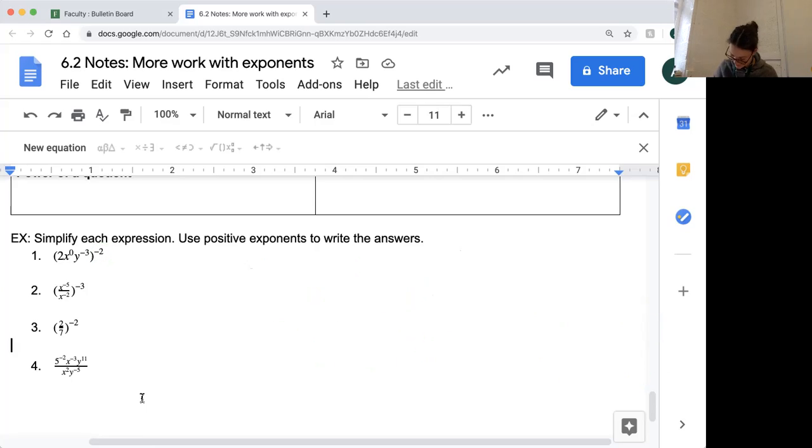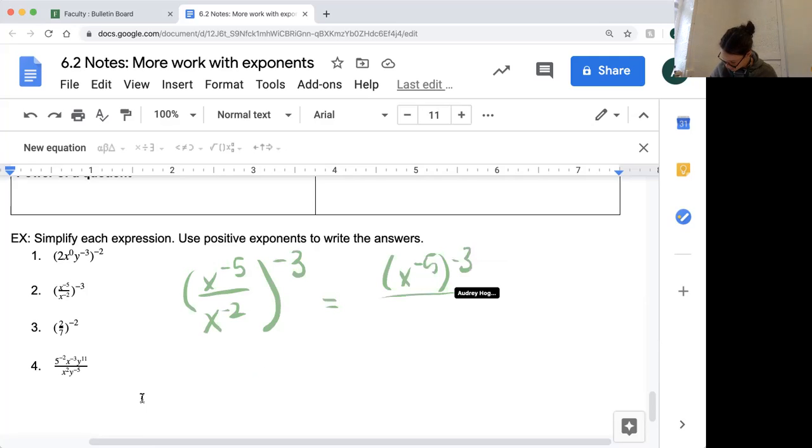Next up, we have x to the negative 5 over x to the negative 2 cubed to the negative 3. And if you haven't picked up in these problems, it's kind of easiest to start on the outside and then work in. So I take care of my outside exponent and then work inward. So again, I'm going to go ahead and do that right now. So I'm going to rewrite this as x to the negative 5 to the negative 3 over x to the negative 2 to the negative 3.